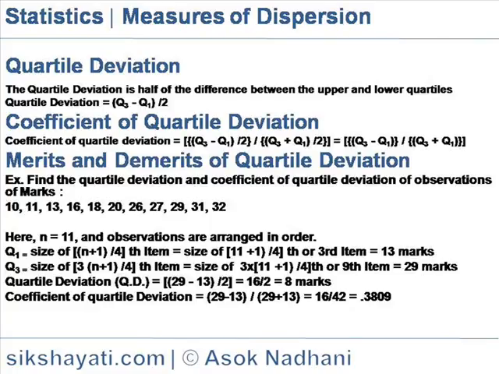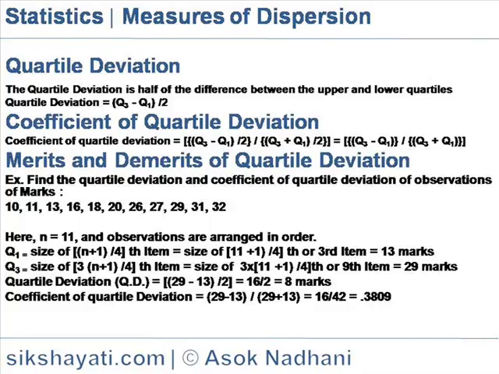Demerits. Quartile deviation is neither based on all the observations nor is it capable of further algebraic treatment. Its value is much affected by sampling fluctuations. It is not a good measure of dispersion, particularly for series having considerable variation.